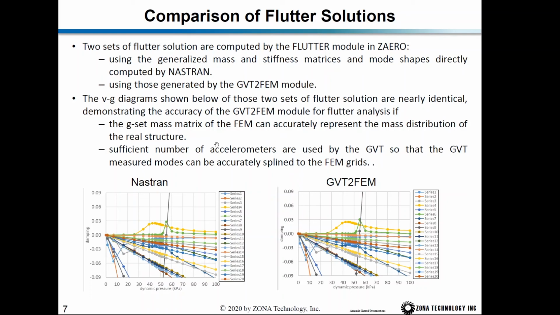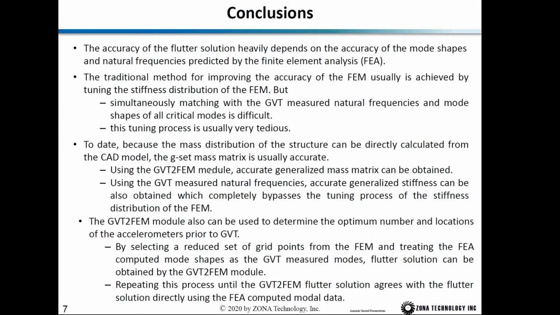This holds if the GSAT mass matrix of the finite element model can accurately represent the mass distribution of the real structure, and a sufficient number of accelerometers are used by the GVT so that the GVT measured modes can be accurately splined to the finite element model grid. The accuracy of the flutter solution heavily depends on the accuracy of the mode shapes and the natural frequencies predicted by the finite element analysis.